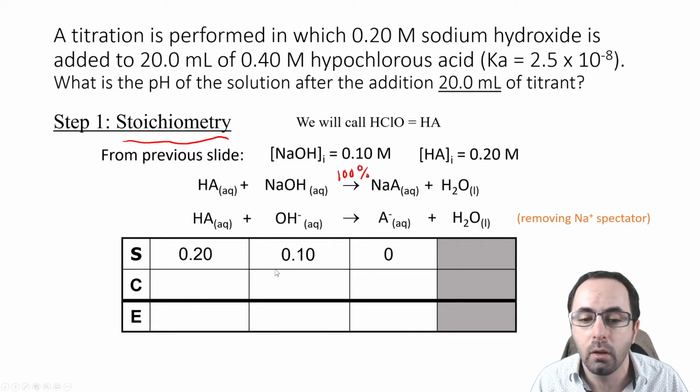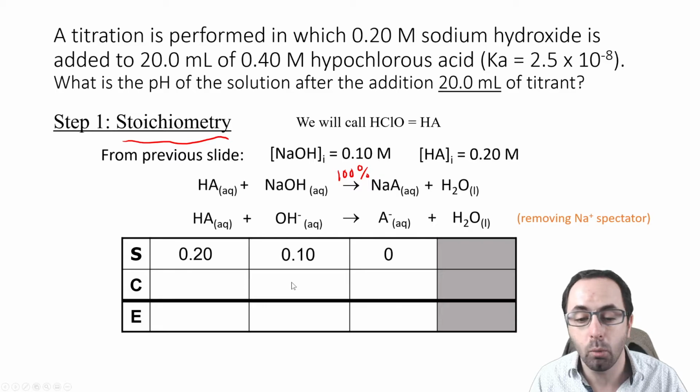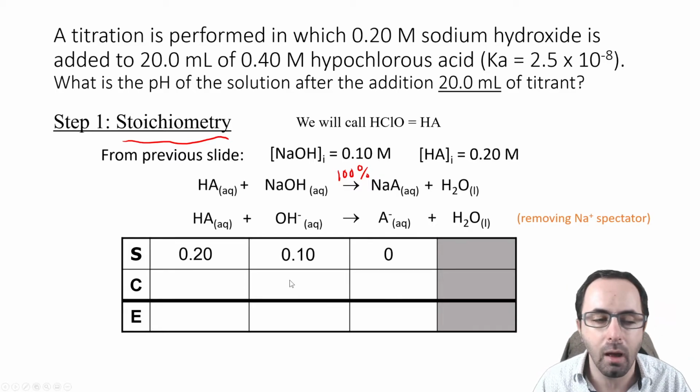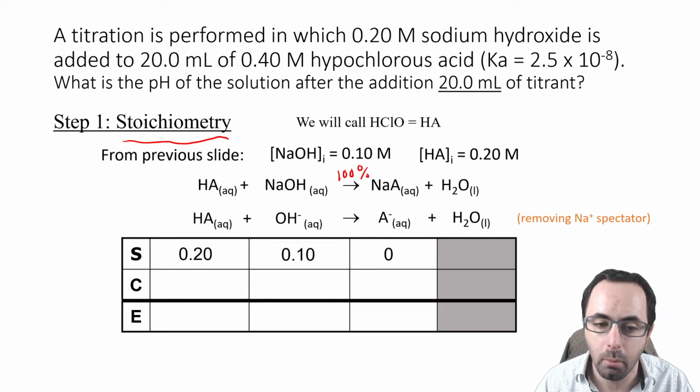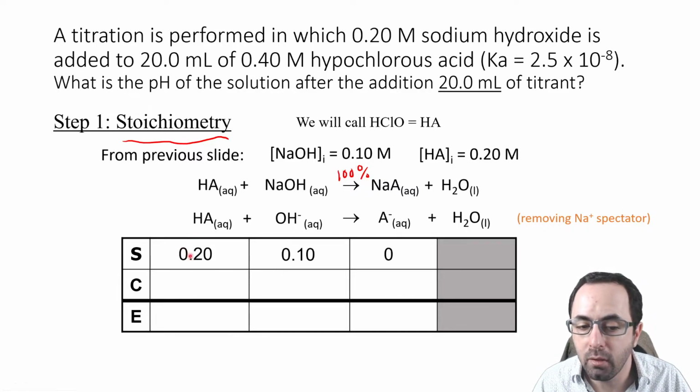First, we do the neutralization for the hydroxide. So we have no product here. The reaction must go forward. So for our HA, it's going to be minus something. For the OH minus, it's going to be minus something. And we're not going to say X here because this is not an equilibrium step. This is a stoichiometry step. Our assumption is 100% reaction. And so these are 1-to-1.